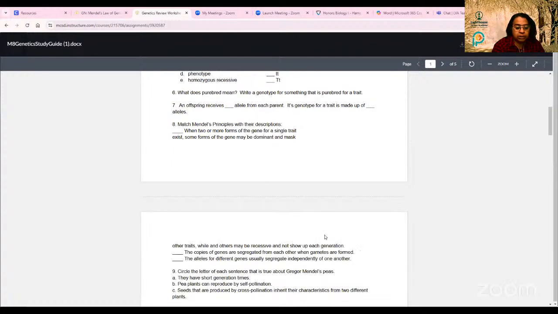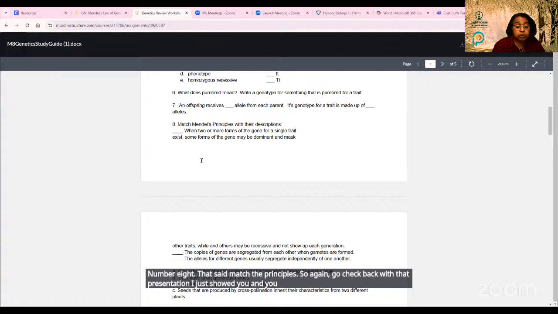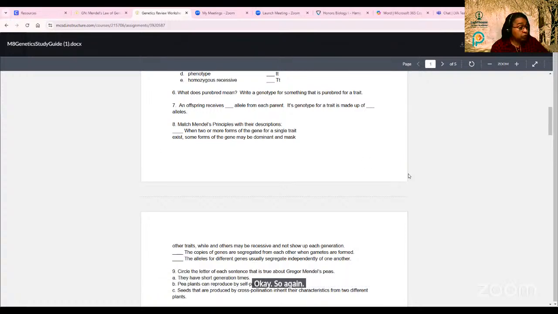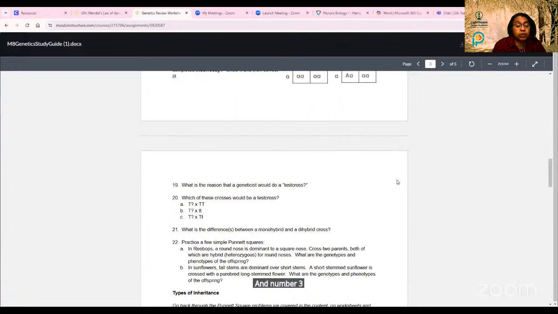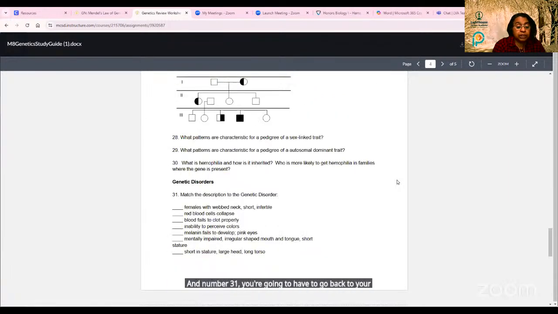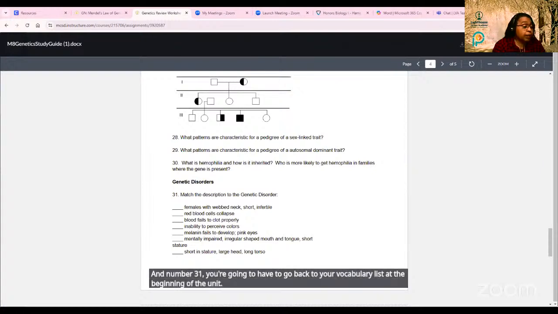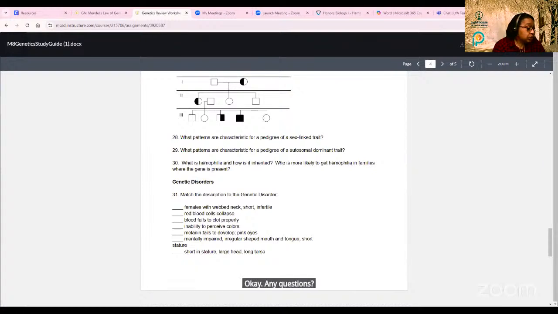Number 8. That said match the principles. So again, go check back with that presentation I just showed you, and you have to write in which principles match these statements. There's no word bank for that either. Okay, so again, number 8 was what I just showed you on Canvas, and number 31, you're going to have to go back to your vocabulary list at the beginning of the unit. Okay, any questions about any of this? Now's the time to ask.